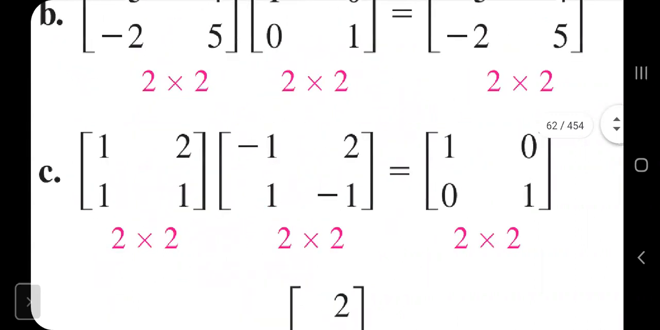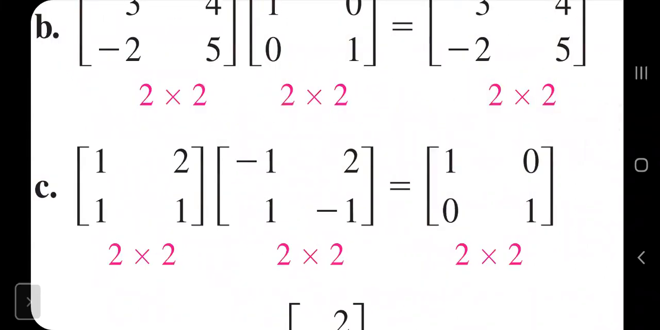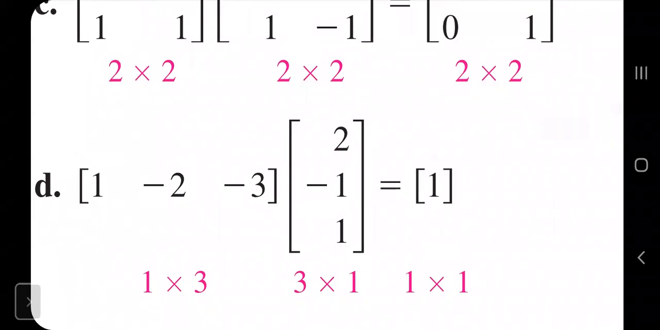Example C. I take a 2x2 times a 2x2, and whoa, look at that! My final answer is 1, 0, 0, 1. That matrix, which I said before was the identity matrix, became the product of these two matrices in example C. Well, guess what? We're going to get into this, but as a little sneak preview, that means the two matrices in example C are multiplicative inverses of each other, because that's what a multiplicative inverse is. You multiply it, you get the identity element.